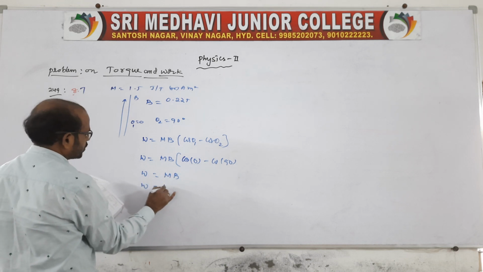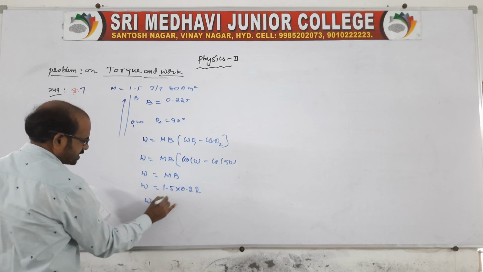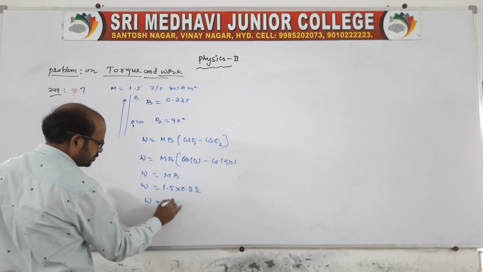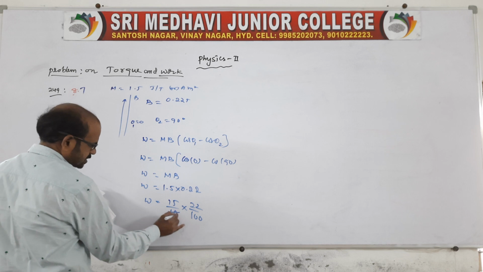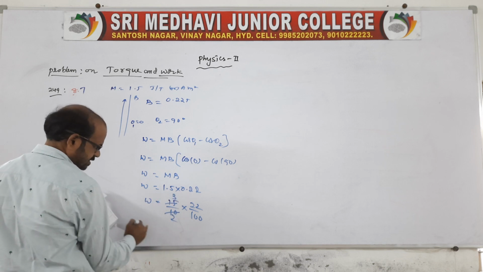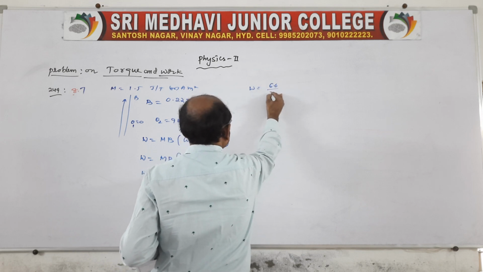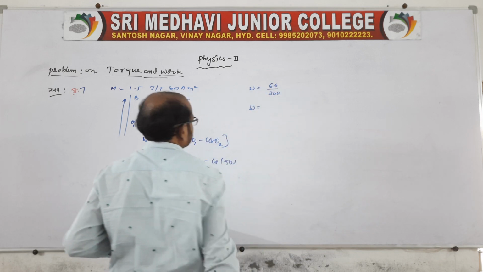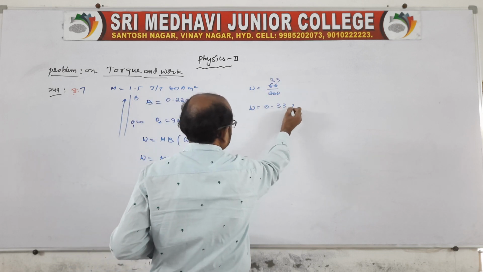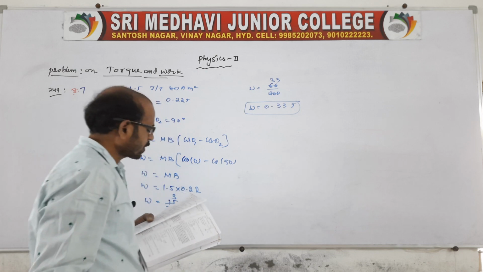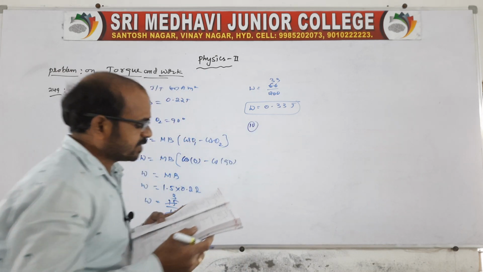M is 1.5, B is 0.22. So you simplify this. It is 15 by 10 into 22 by 100. So that work done is equal to 66 by 200. We simplify this, it is 0.33 joules. Clear?